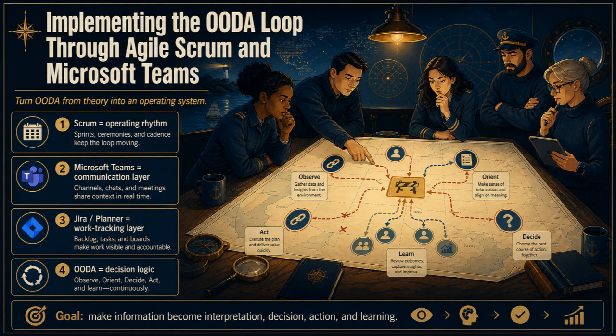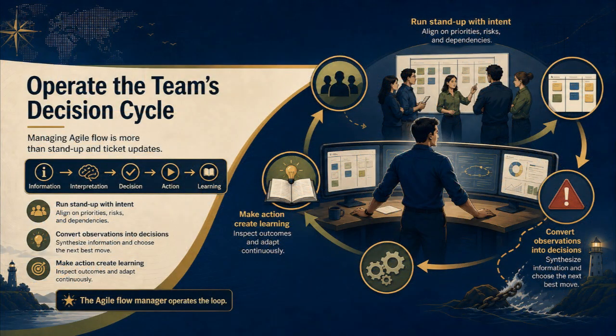In this model, the person managing the agile flow is not simply updating tickets or running stand-up. That person is operating the team's decision cycle. Their job is to make sure information becomes interpretation. Interpretation becomes decision. Decision becomes action, and action becomes learning. The Scrum framework already supports this logic.